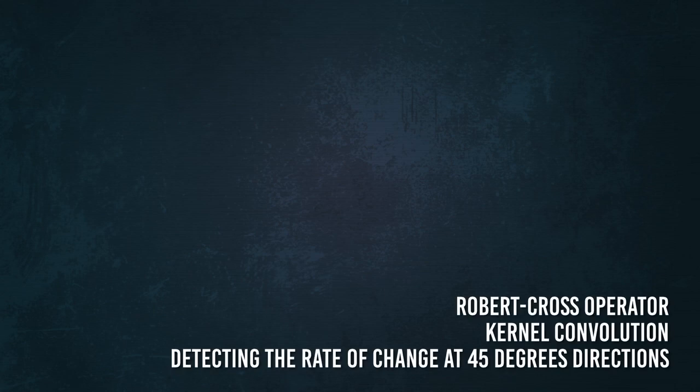One of the techniques used in Sable's edge detection, among many, is the Roberts Cross operator. The Roberts Cross operator is a kernel convolution to detect the rate of change, mostly in a 45 degree direction. Roberts Cross is a filter similar to Gaussian Blur, Sobel, and Prewitt. You can find those in the compositing editor nodes under the, well, big surprise, filter section.